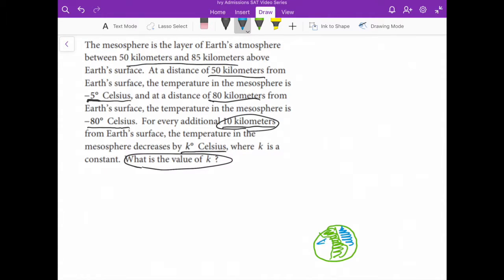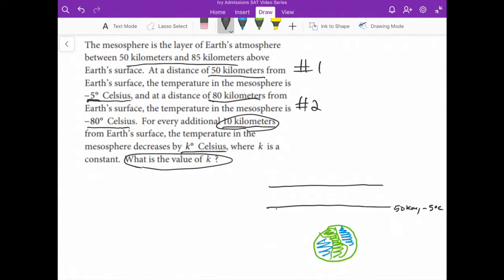And the first piece of crucial information that we're going to take from the text is this: 50 kilometers, -5 degrees Celsius. So here at 50 km from the Earth's surface, we know that the temperature is -5 degrees Celsius. And the second piece of information that we're given is that at this further distance of 80 kilometers, the temperature has decreased even further to now -80 degrees Celsius.